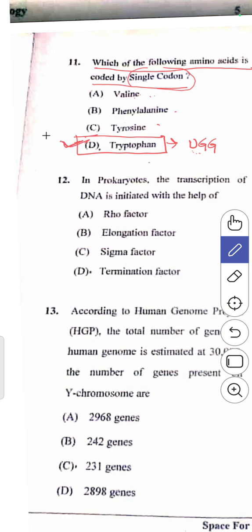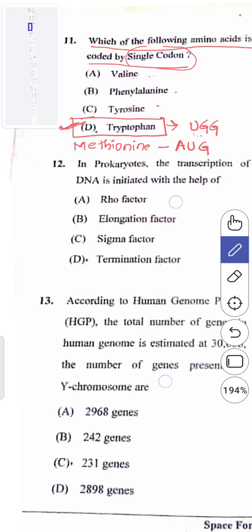Apart from this, another amino acid is methionine. This amino acid is also coded by a single triplet codon, that is AUG. So if they ask tryptophan or methionine, then you should choose it, as it is coded by a single codon. So 11th, D is the answer. Next question, that is the 12th one.